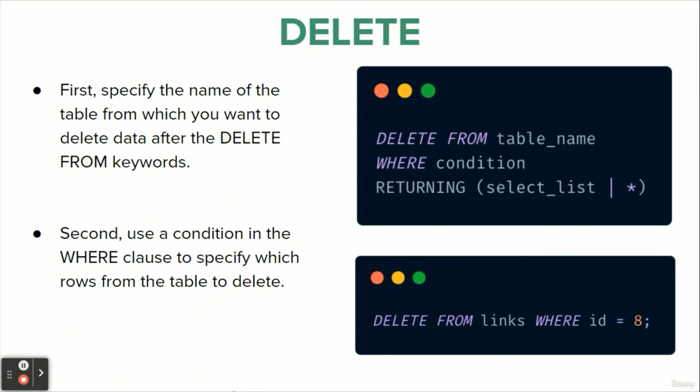DELETE statement allows you to delete one or more rows from a table. The following image shows basic syntax of DELETE statement. First, specify the name of the table after DELETE FROM keywords. Second, use condition in WHERE clause to specify which rows from the table to delete. The WHERE clause is optional too. If you omit it, the DELETE statement will delete all rows in the table.